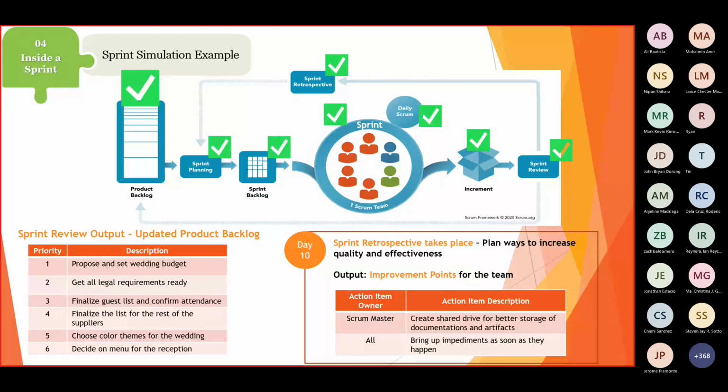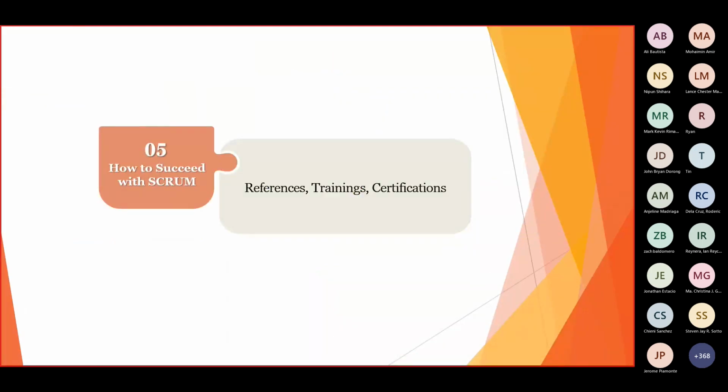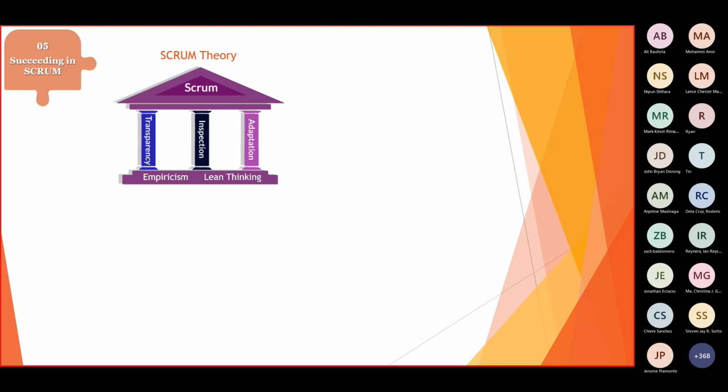Let's now move on and proceed to the last agenda that we have: how to succeed with Scrum. Basically, for this one, we have the references, the training materials, and the certifications that we might be needing in Scrum. All right. So succeeding in Scrum is pretty easy as long as you know the theory behind it. Again, we have empiricism and lean thinking, and the three pillars are transparency, inspection, and adaptation.